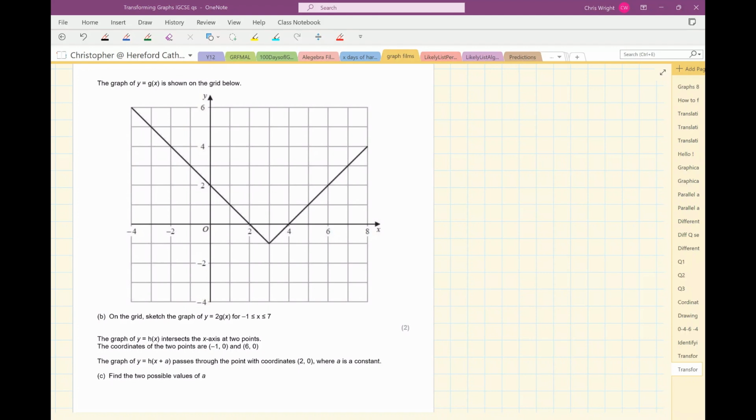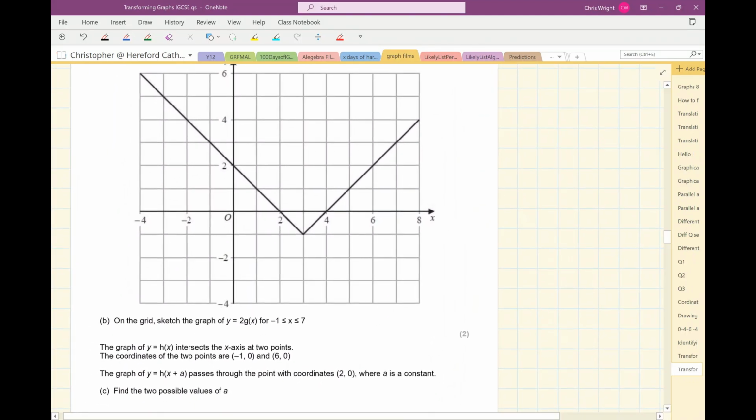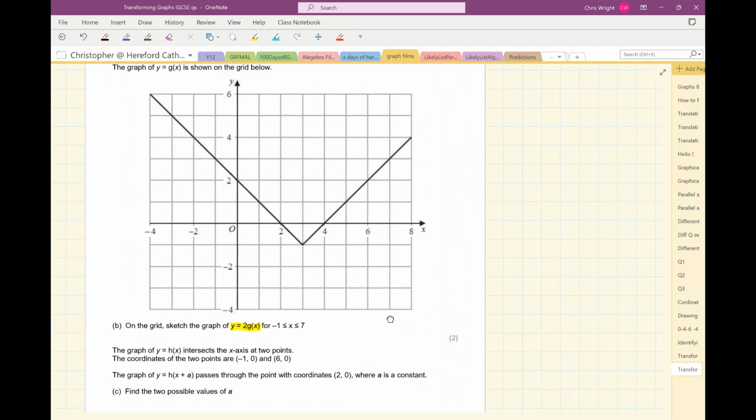6b. The graph of y equals g of x is shown on the grid below. On the grid, sketch the graph of y equals 2g of x. Right, well, the change is outside the bracket, so it's going to happen to the y-coordinates in the direction we'd expect. So the y-coordinates are going to double. So let's have a look at a few points, shall we?